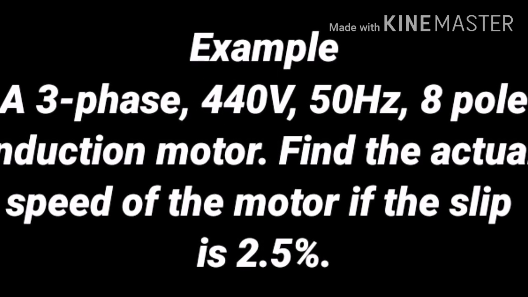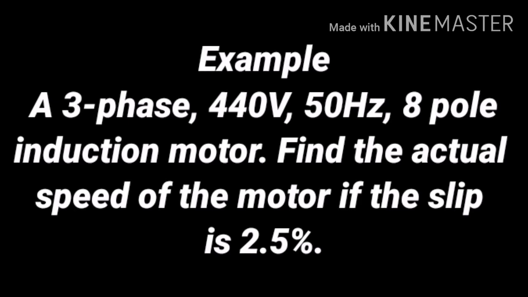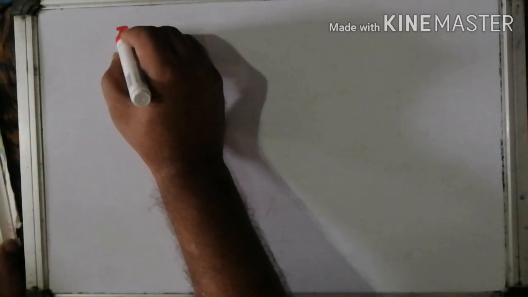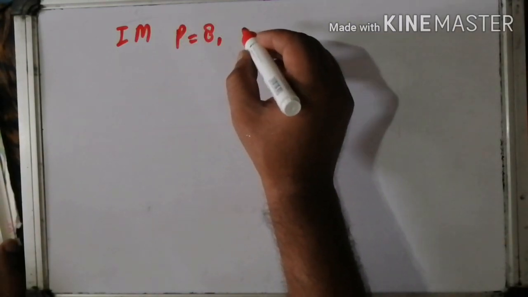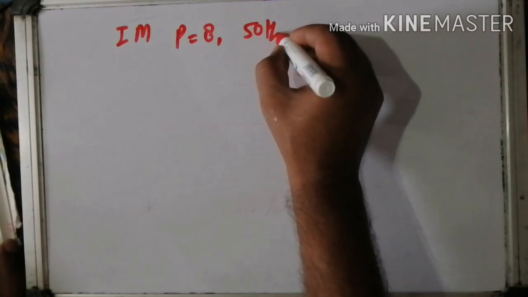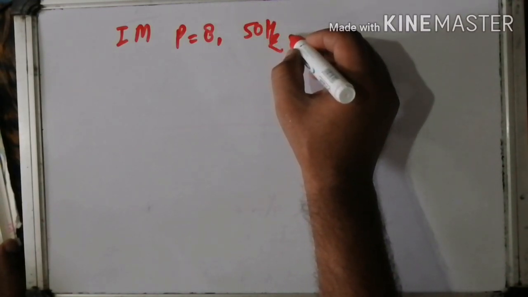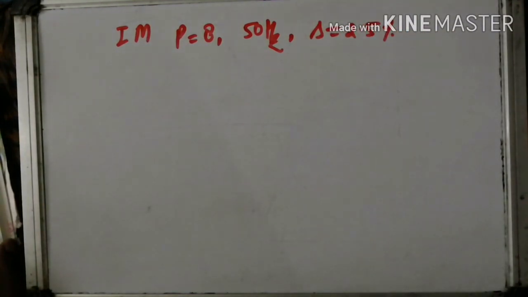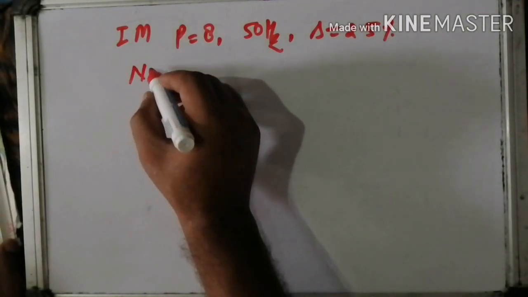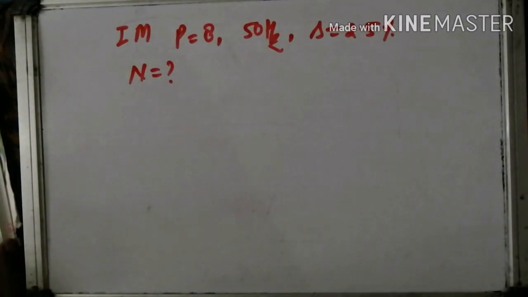Now the second numerical: a 3-phase, 440 volt, 50 Hz, 8 pole induction motor. Find the actual speed of the motor if the slip is 2.5%. According to the question, the induction motor has 8 poles, 50 Hz, and the slip given is 2.5%. Calculate the actual speed of the motor.